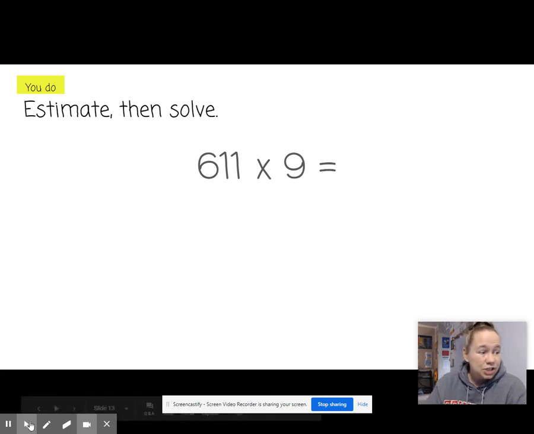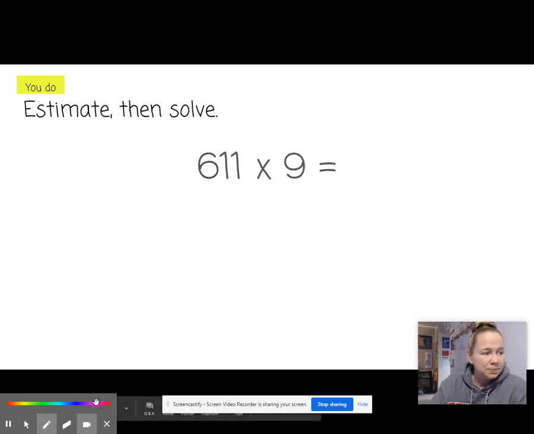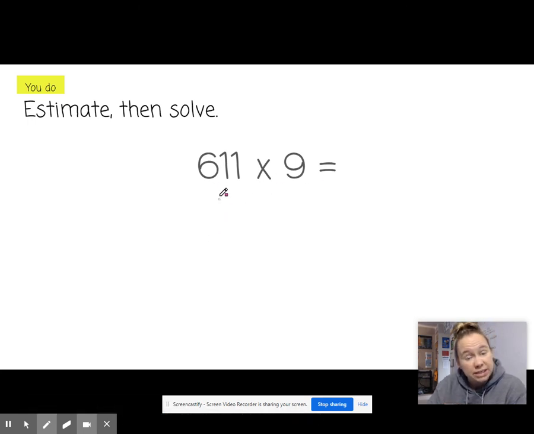Okay. So let's see if you got this one right. So 611 times 9. Well, we're going to round to the greatest place value, and we're going to leave the 9 alone. Remember, for this lesson, we're not going to round that number, just this one. 6, we're going to round it. Oh, 611 is pretty close to 600, right?